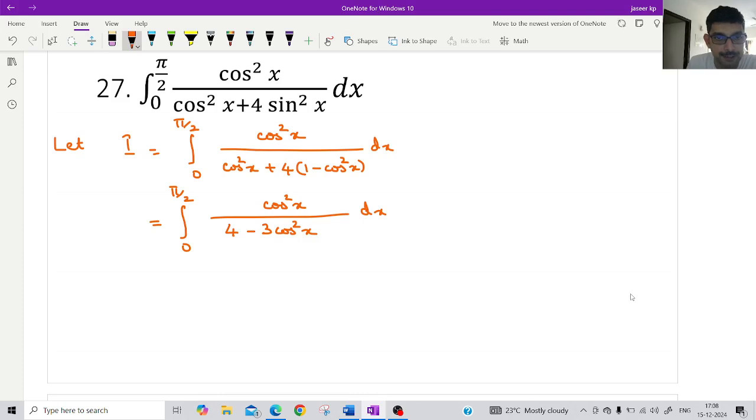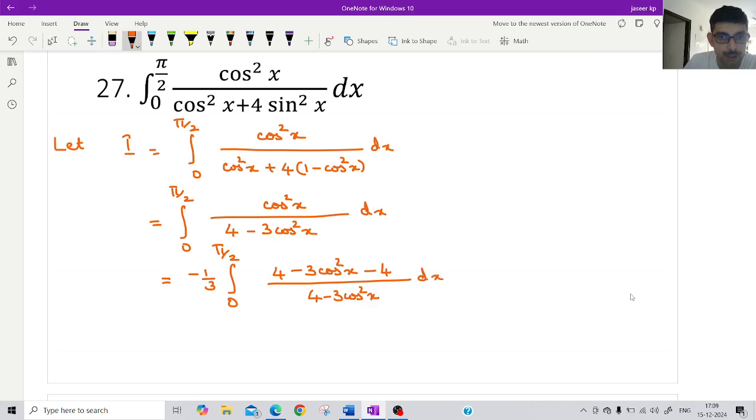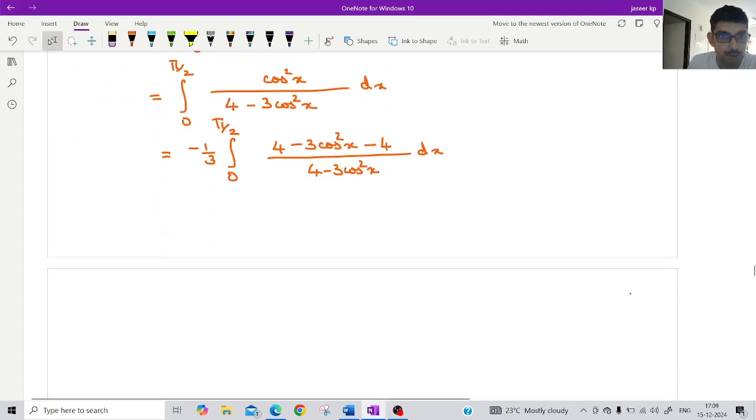Now we will be writing the numerator in terms of the denominator, so there should be a minus 3 cos square x. Because of that we are dividing and multiplying with minus 3. So this is minus 3 cos square x now. Now we want a 4 also, so add and subtract 4, then divided by the denominator, 4 minus 3 cos square x. So we have written the numerator in terms of the denominator.